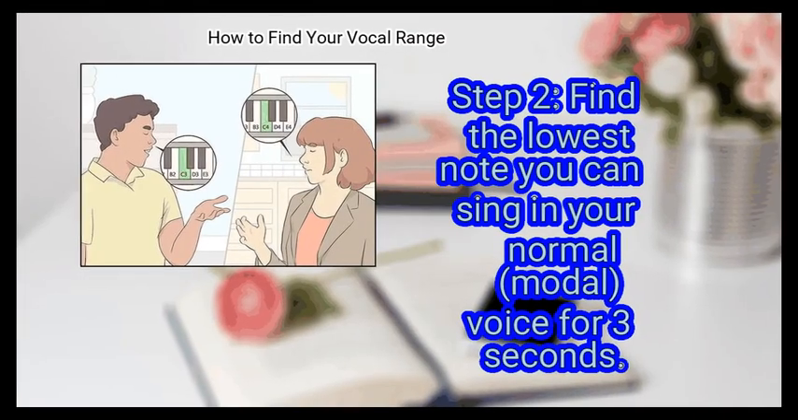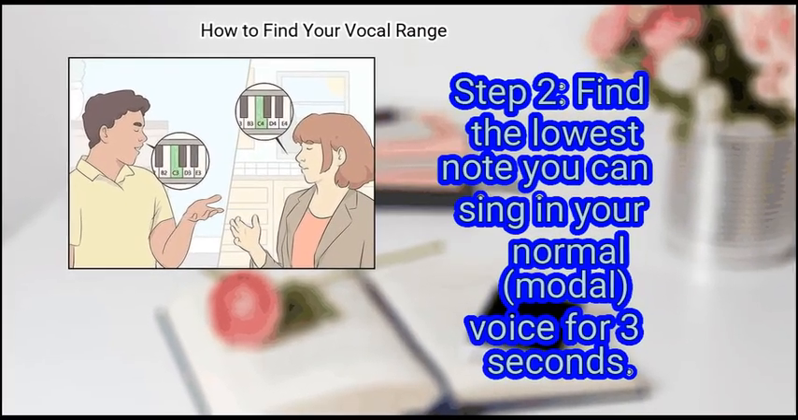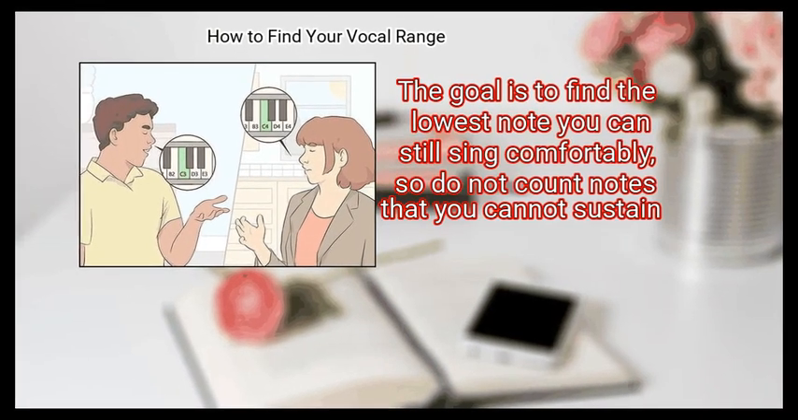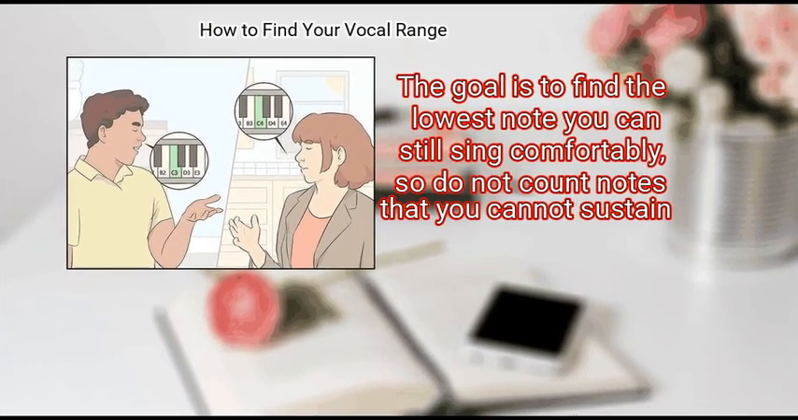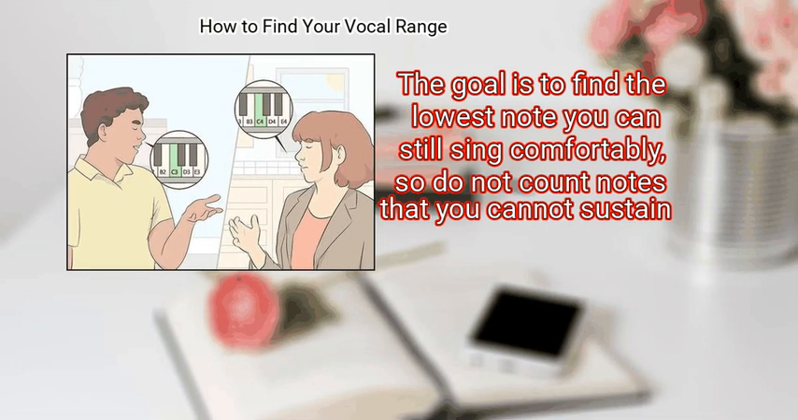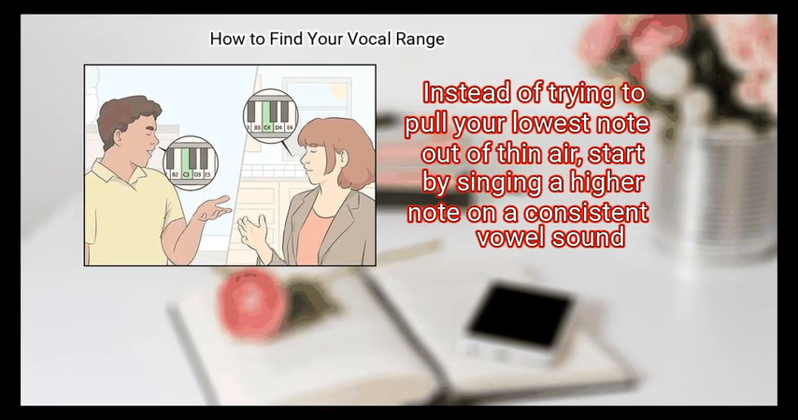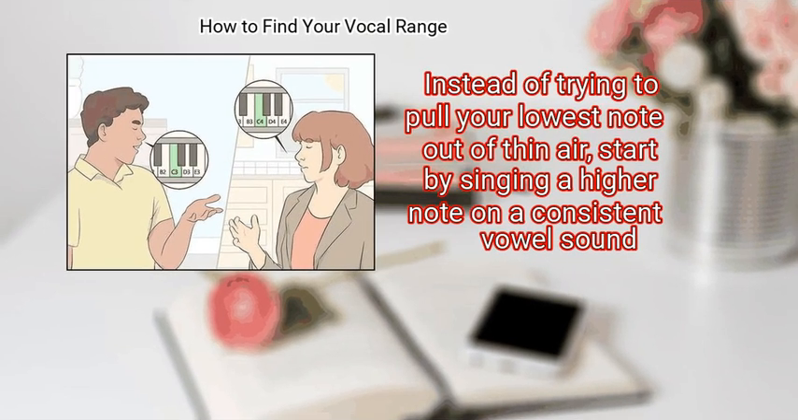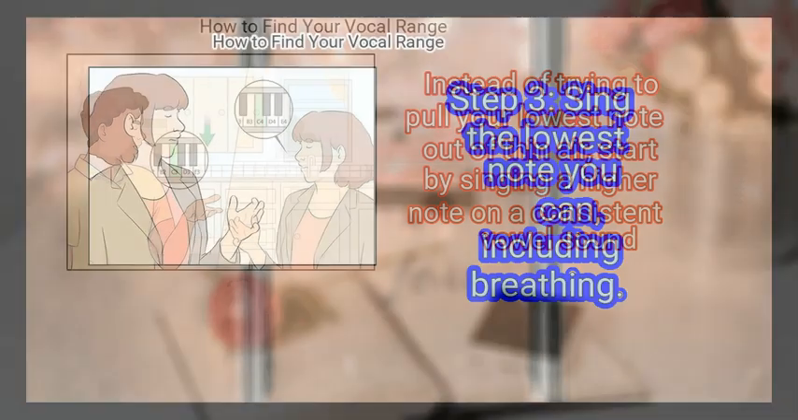Step 2. Find the lowest note you can sing in your normal, modal, voice for 3 seconds. The goal is to find the lowest note you can still sing comfortably. So do not count notes that you cannot sustain. Instead of trying to pull your lowest note out of thin air, start by singing a higher note on a consistent vowel sound.